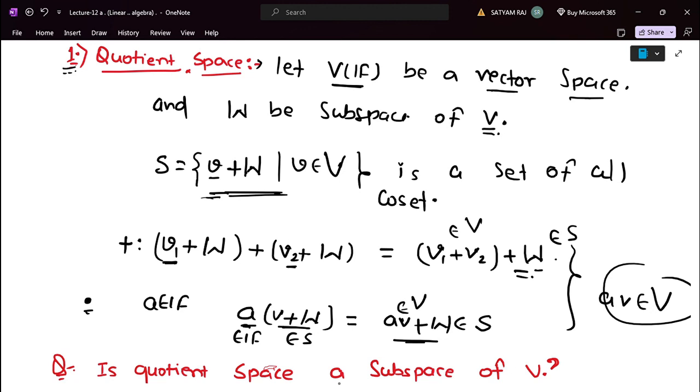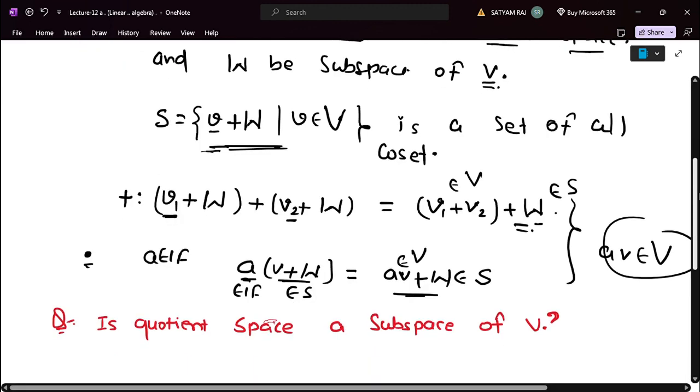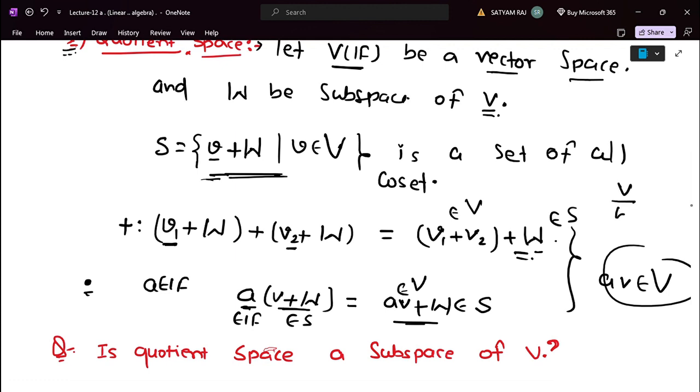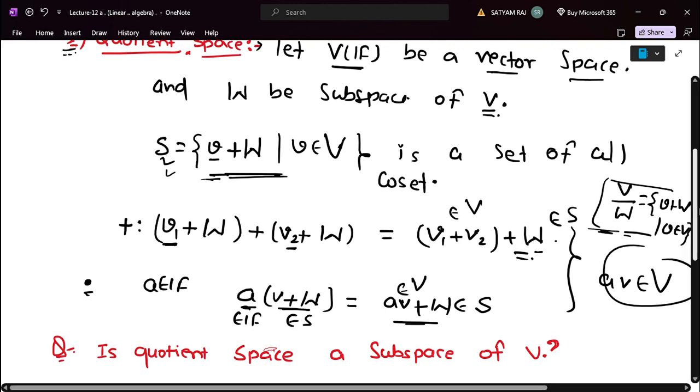Now we will prove this set forms a vector space with respect to both these operations. Okay, so we will continue. Now we denote it by V by W. Whatever vector space we get, we denote by V by W, meaning all those elements v plus W such that v belongs to capital V. This is the notation, nothing else.